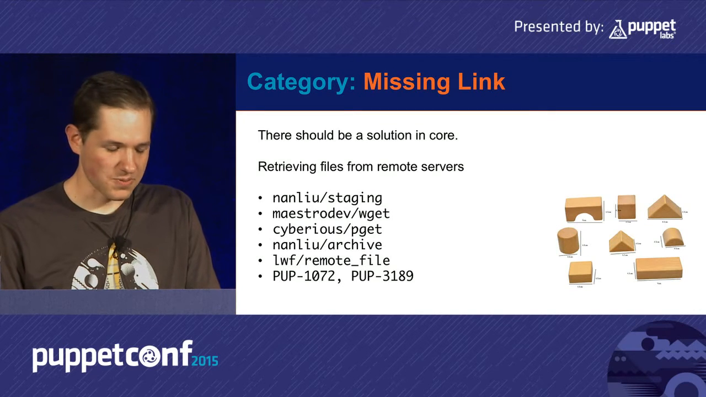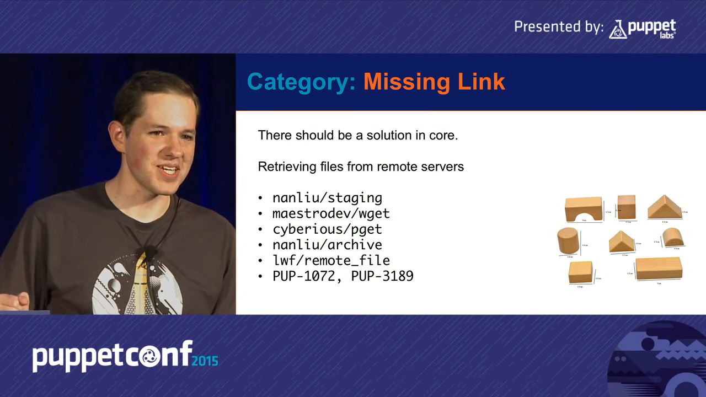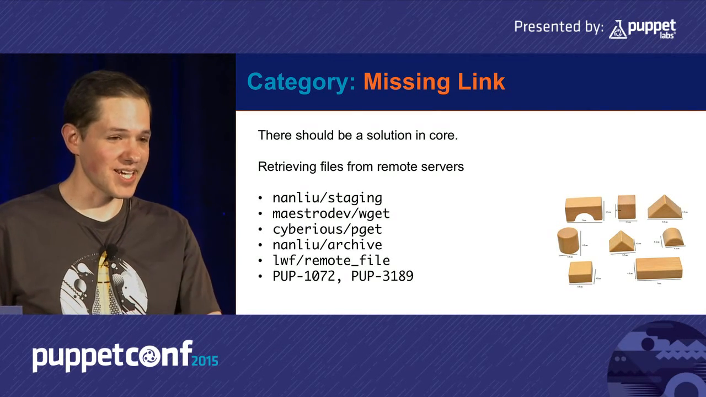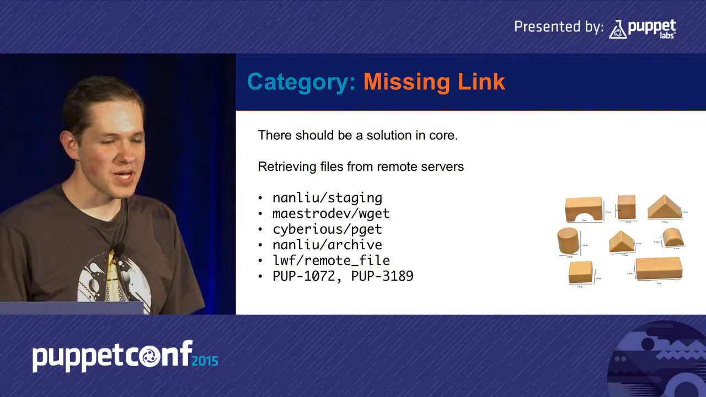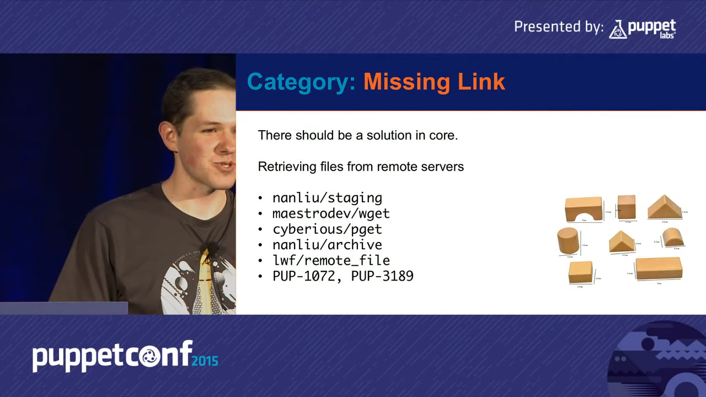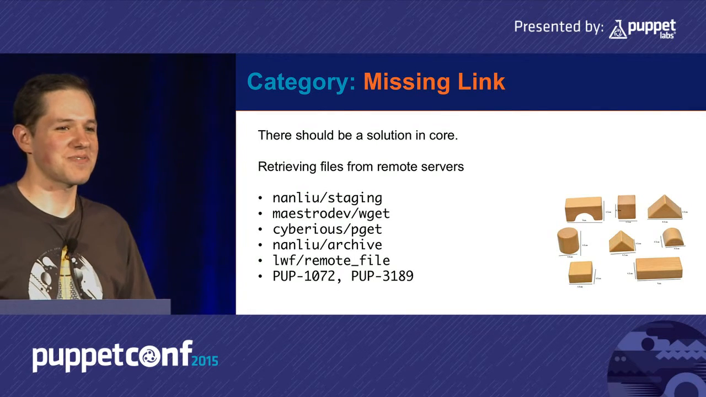Missing link. So I wanted to spend some time on something that really should be in core, but isn't. It will be someday, and someday maybe soon. I tossed some ticket references up there. But Puppet fundamentally just does not have a native ability to retrieve a file from a server if that server is not the Puppet master. It just doesn't. You have to figure out your own way of doing it.